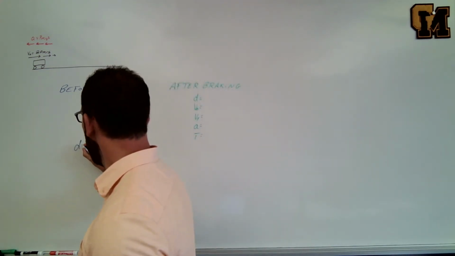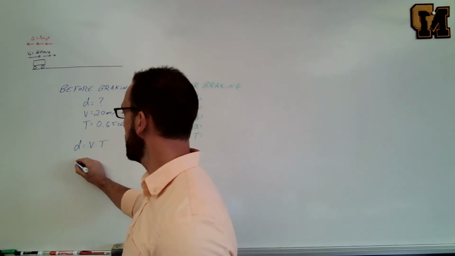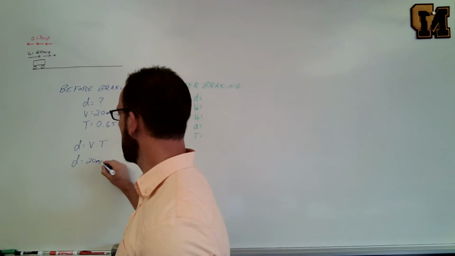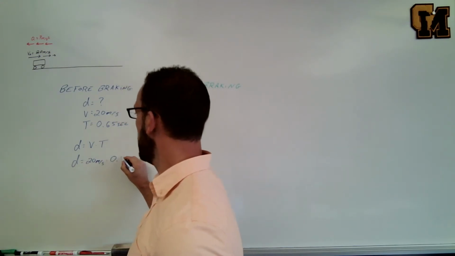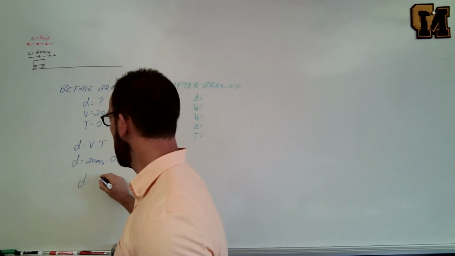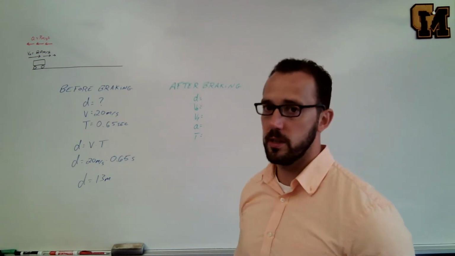We only have one equation for constant velocity motion, which is d equals v times t. So how far we go is 20 meters per second times 0.65 seconds. And that is a distance of 13 meters before we even start to slow down the car.